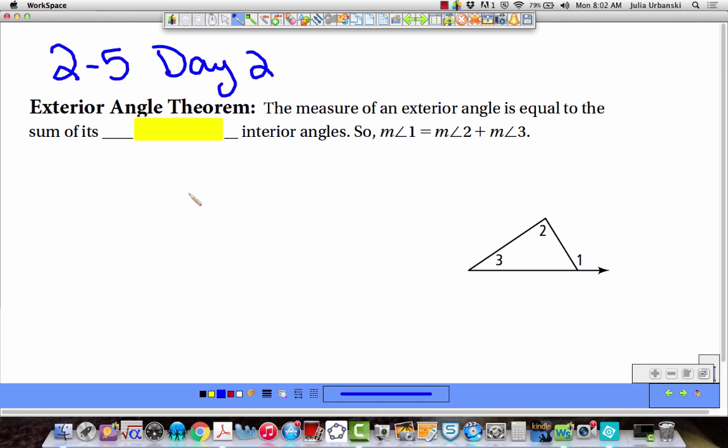Alright, there's some important words here, and I want you to think about what they mean for a second. The measure of an exterior angle, the exterior angle right here on the outside, is equal to the sum of its remote interior angles. So if an angle's on the outside, it equals two angles being added together. But those two angles have to be on the inside, but they have to be remote. So let's think about that for a second.